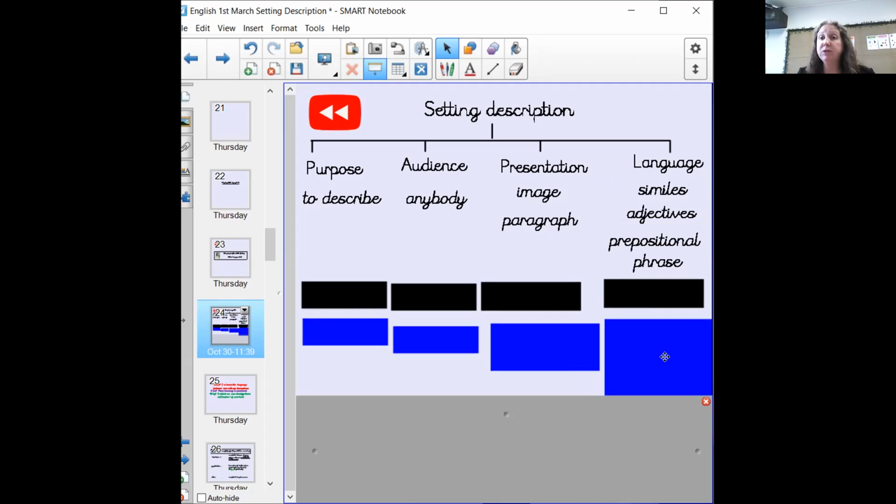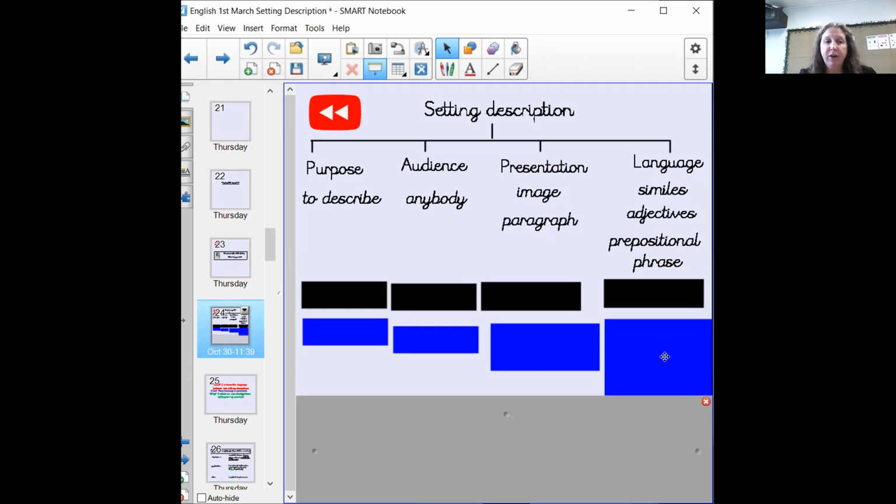We have looked at a setting description before when we were looking at the Iron Man. So hopefully you can remember those features and how we will work it. By the end of our 2-week cycle, we will write a setting description, and it will include similes, adjectives, and prepositional phrases. So that's what we're going to be looking at over these next few weeks in order to tie it all together and create a setting description.